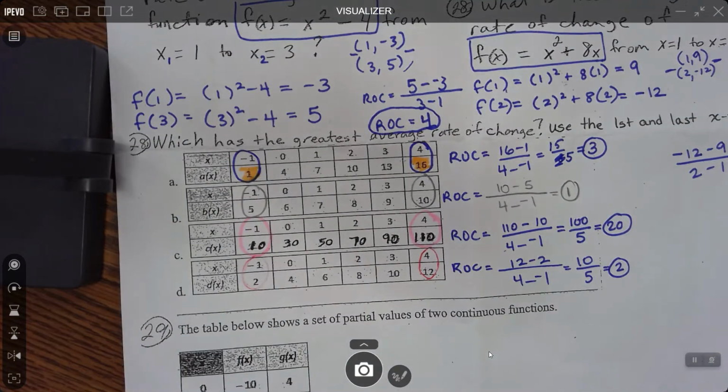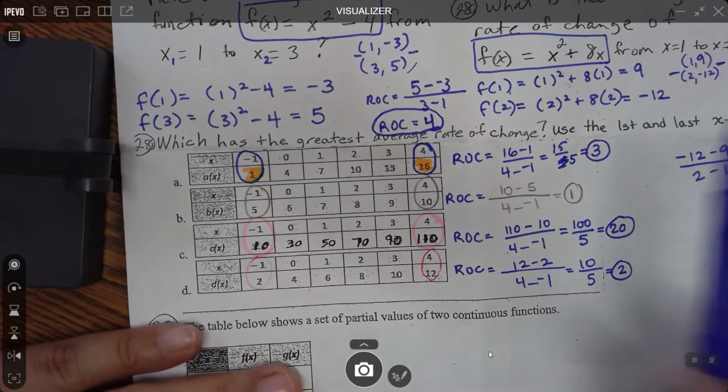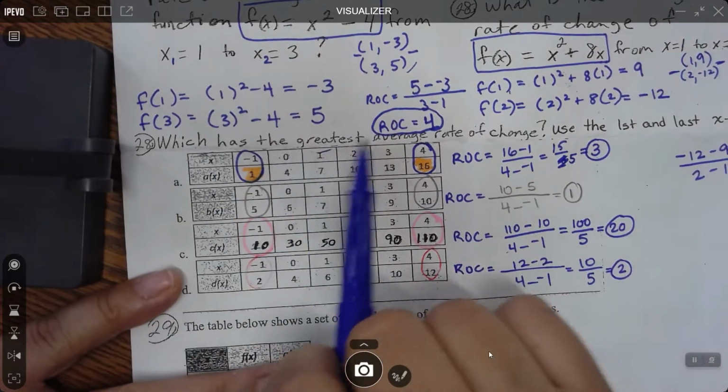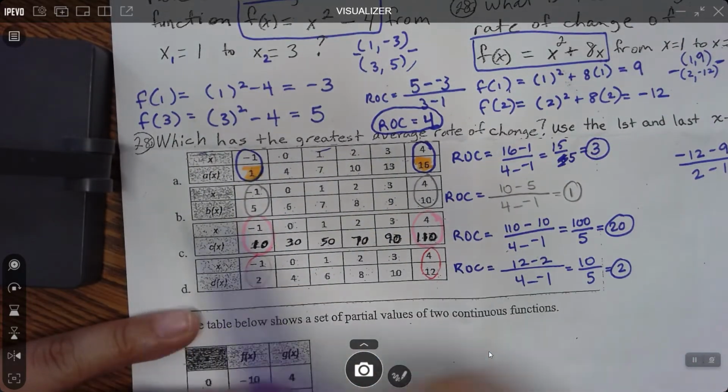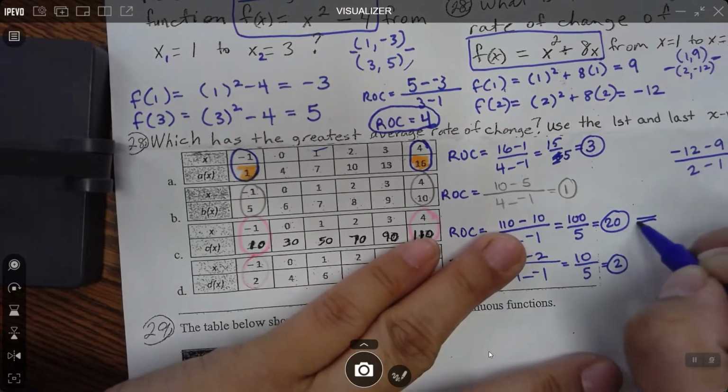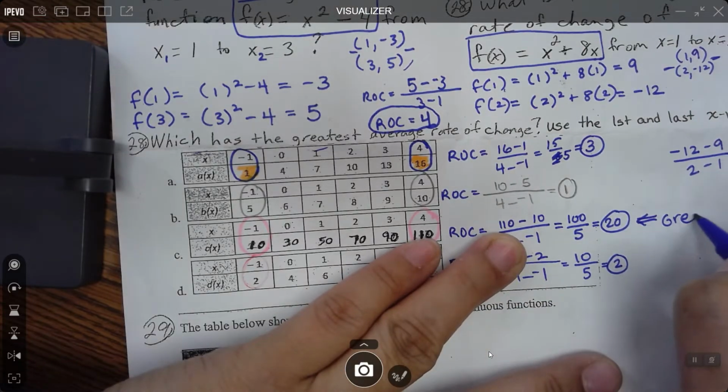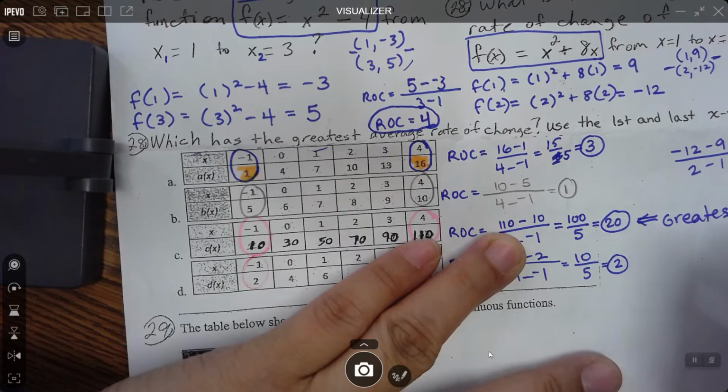Whew, after calculating all of those rates of change, the question is, which one has the greatest average rate of change? All right, so the greatest average rate of change is this one, because it's the highest number.